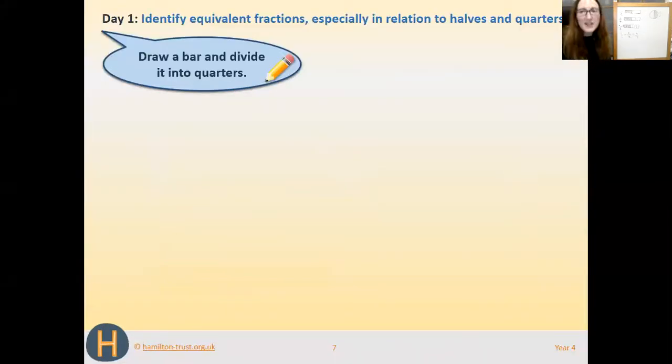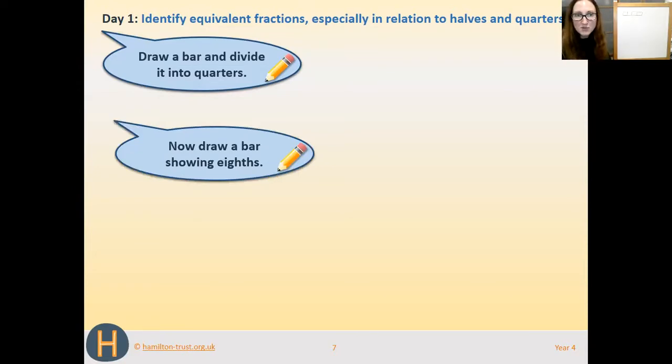So let's follow these instructions together now, shall we? So on your piece of paper or in your book, it says draw a bar and divide it into quarters. I'm just going to rub my board whilst you do that. Okay, so draw your bar out and divide it into quarters. Fantastic. Okay, so yours should look a little bit like mine here. I think you can see that from there, can't you, with my 4 pieces?